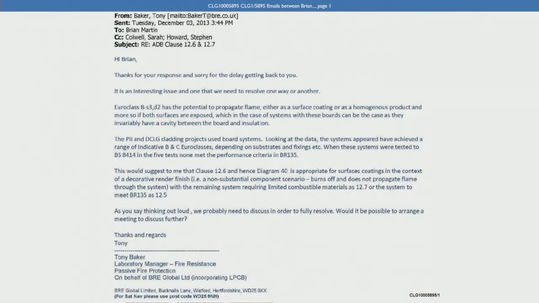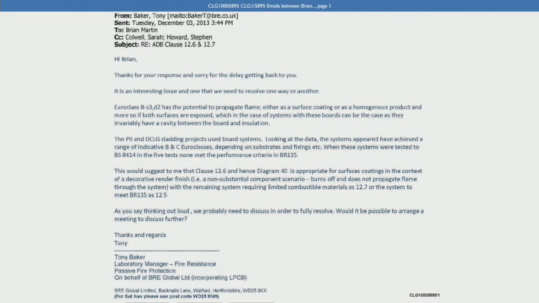No. Going on to the next paragraph, he says, Euroclass B S3D2 has the potential to propagate flame either as a surface coating or as a homogeneous product, and more so if both surfaces are exposed, which in the case of systems with these boards can be the case, as they invariably have a cavity between the board and insulation. Do you agree with that? Yes, I guess he's referring here to sort of rain screen type systems.